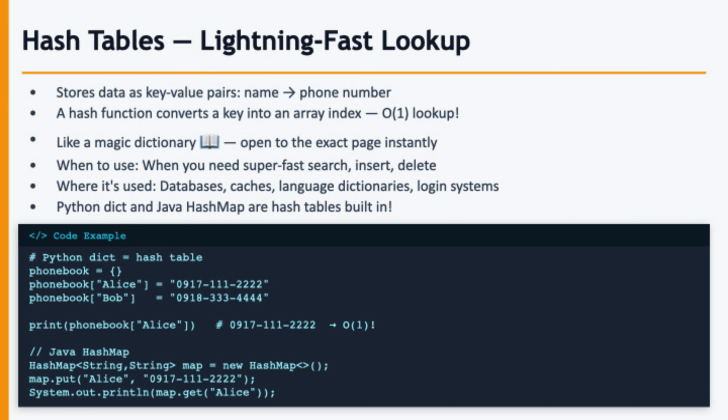Hash tables store data in pairs to allow for lightning-fast lookups. It is like having a magic dictionary that lets you open to the exact page you need instantly. This is used for login systems and caches.